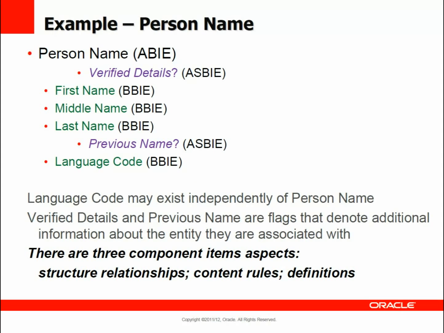And so if we look at a simple example of this, you have person name is a parent level component called an ABIE. You can have an attribute on person name of verified details, an ASBIE, and then child elements of first name, middle name, last name, language code, and on last name you may put an additional attribute there to say, is there a previous name associated with this last name? And so what's going on here is you're defining three component aspects: the structure relationships, the content rules, and the actual definitions.